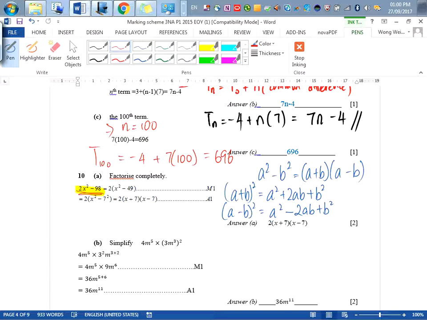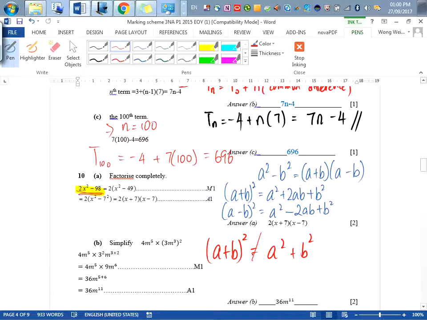One thing that makes us very angry is when students do this: (a plus b) squared, write a squared plus b squared. Huh? Have you seen this before? Have you done this before? You shouldn't. They are not equal.